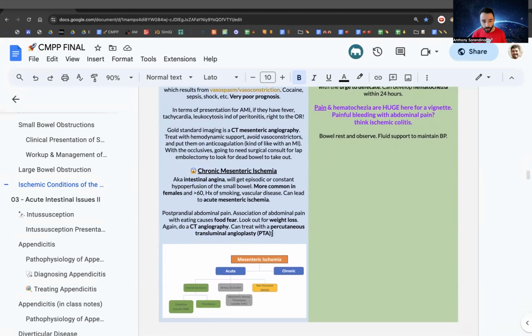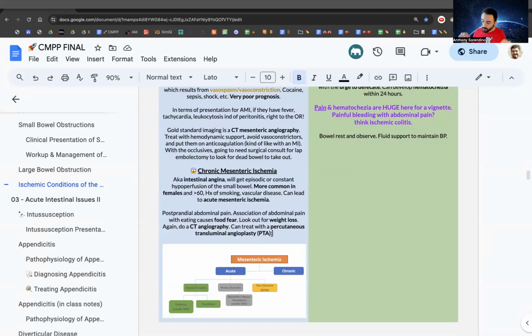Things to look out for in a vignette are postprandial abdominal pain. So, you know, it's this versus an ulcer. And then there's this thing called food fear. So you've seen a vignette: I'm almost afraid to eat because of this pain out of proportion. You can look for weight loss because they're not eating as much.